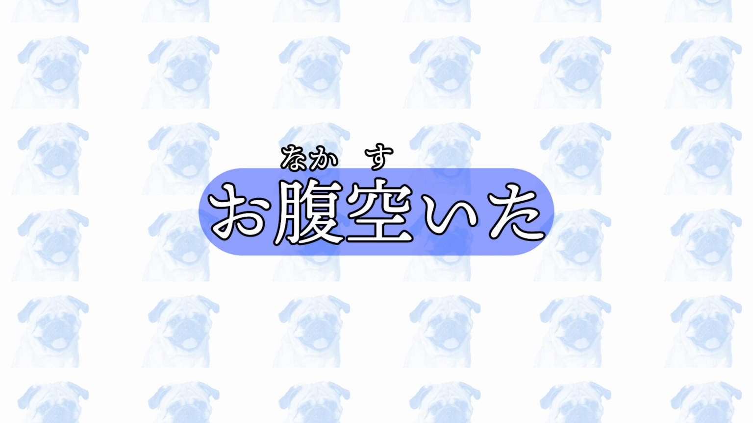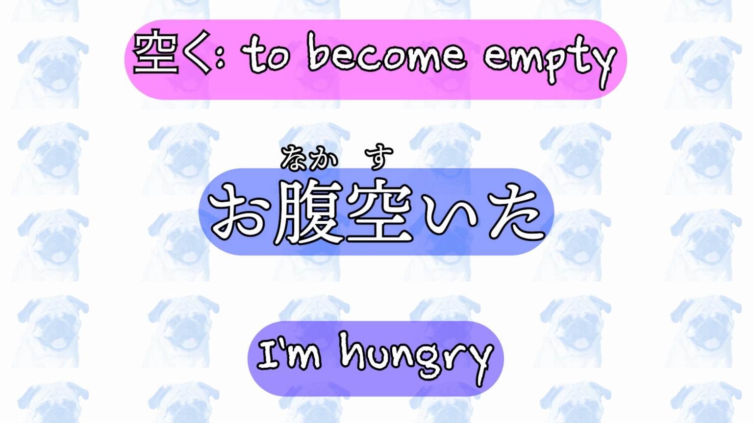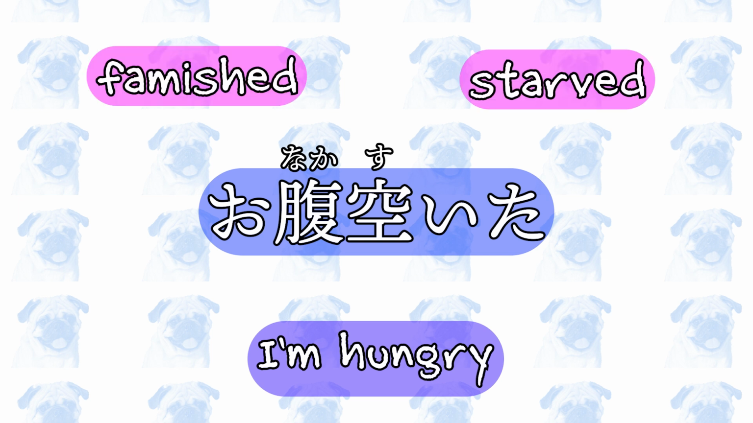Another example, お腹すいた. I'm hungry. Similar to the previous example, the ta form of the verb すく, to become empty, can be thought of as a quasi-adjective that assigns the temporary quality emptiness to the subject, お腹, the stomach. In English, the past participle forms of verbs like famish and starve can be used analogously.